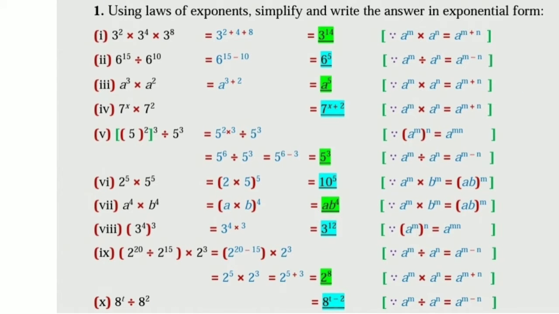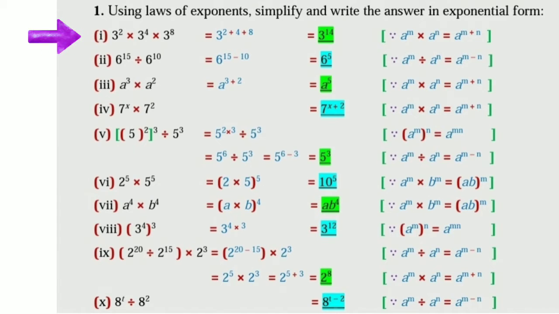First sum of exercise 13.2. Using laws of exponents, simplify and write the answer in exponential form. First one, 3 raised to 2 into 3 raised to 4 into 3 raised to 8. Students, here the bases of all the terms are equal, so we have to add all the exponents. That is 3 raised to 2 plus 4 plus 8, which is equal to 3 raised to 14.